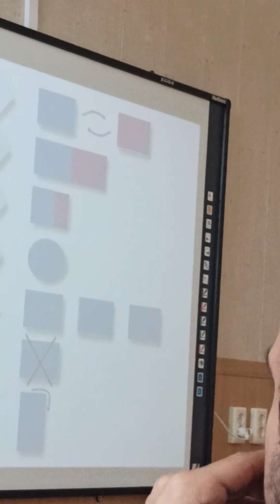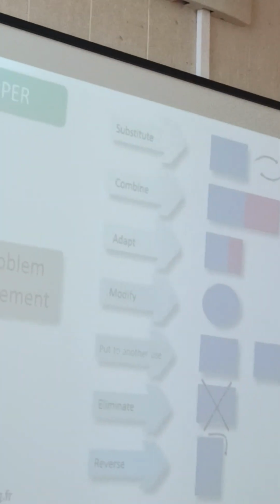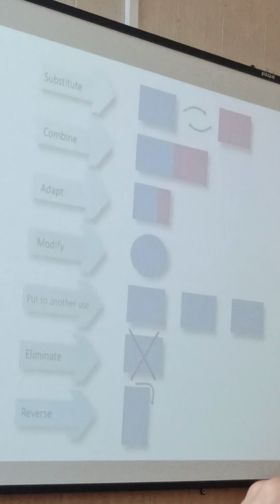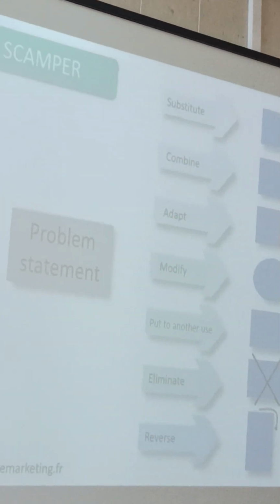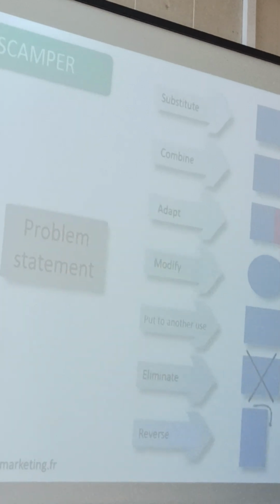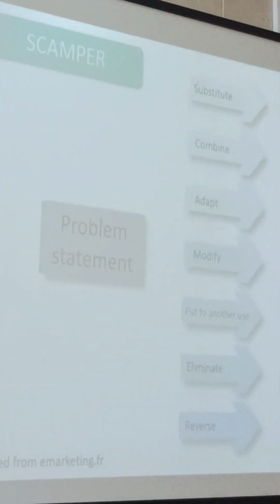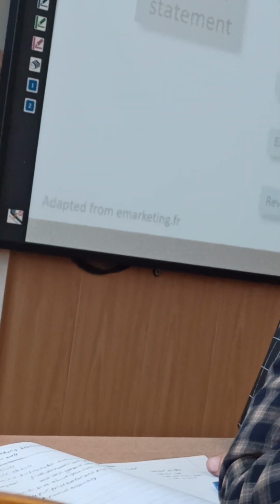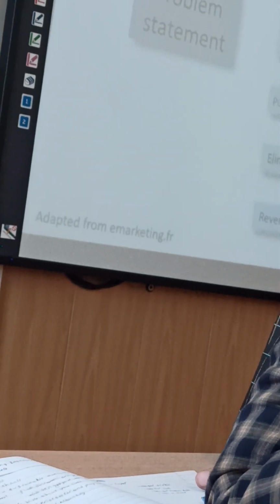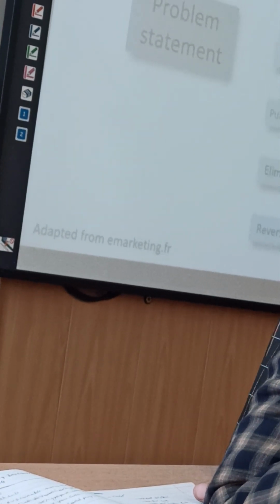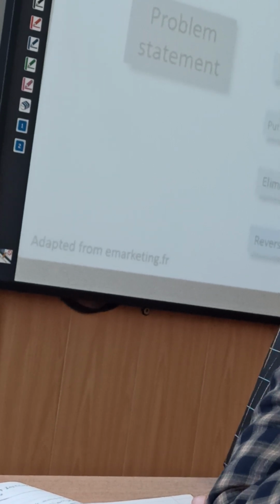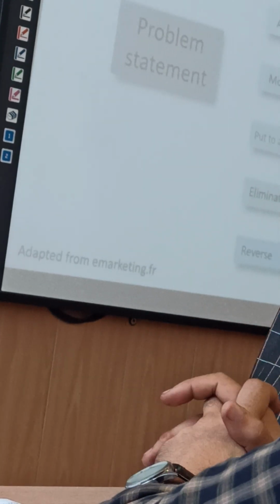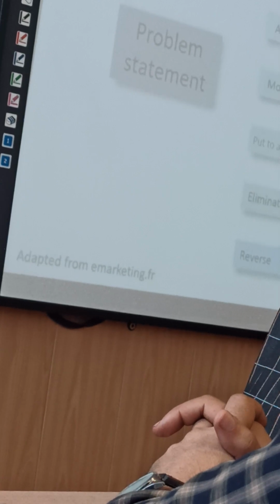Okay, so let me show you this here in pictograms. So substitute is replacing a product or process or step of the process with another one. This is what substitute means here. Combine is putting together two different items, adding another component. Adapt is changing only part of the process or the product. Modify is changing the entire product or service or process.